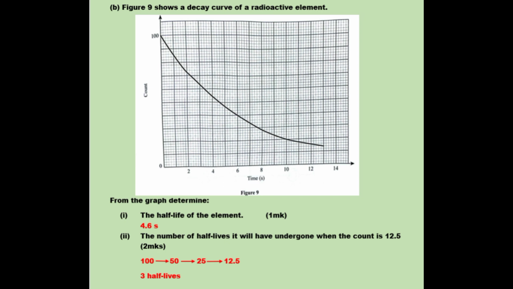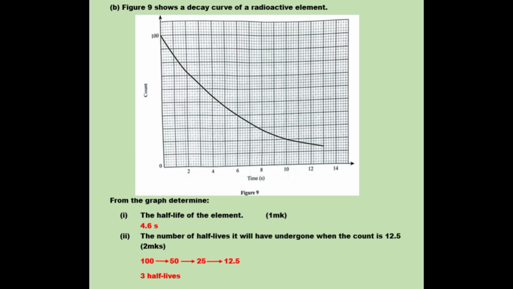You can see the decay curve here. We have the counts and we have the time, counts against time. From the graph, determine the half-life of the element. You realize we are starting from 100 counts. Half-life is the time taken for half of the counts to reduce.